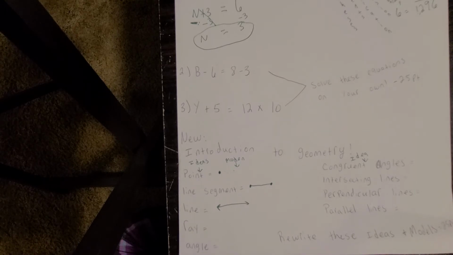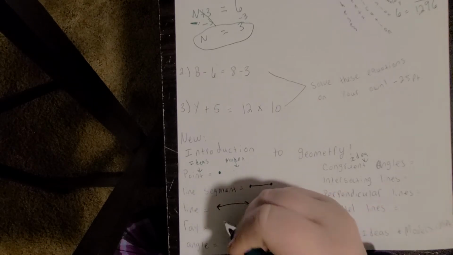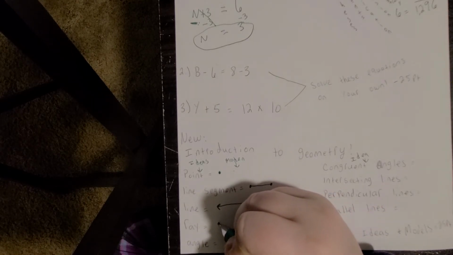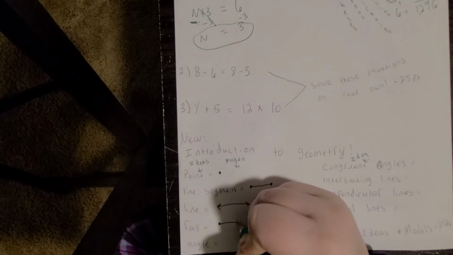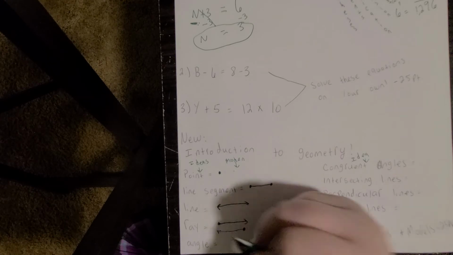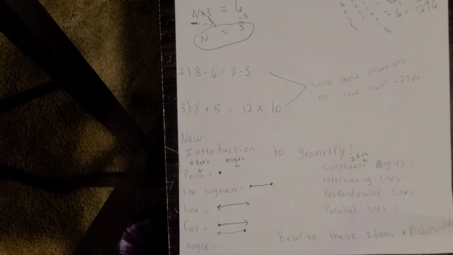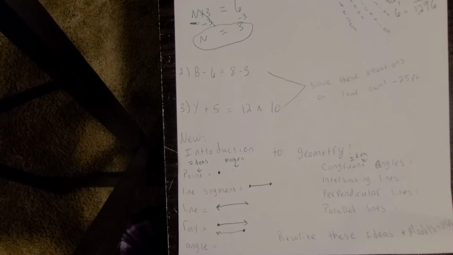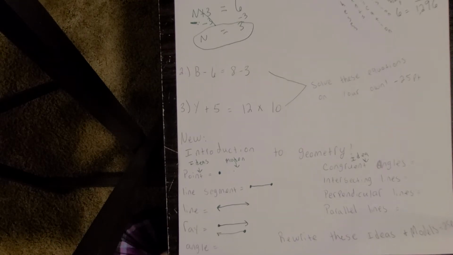How about ray? I know Eliana is going to get this one right. A ray is a point and then a line. Now, it doesn't have to go any specific way, but one end has to have a point and one end would have an arrow. Okay? How about angle? What do you think an angle would look like?